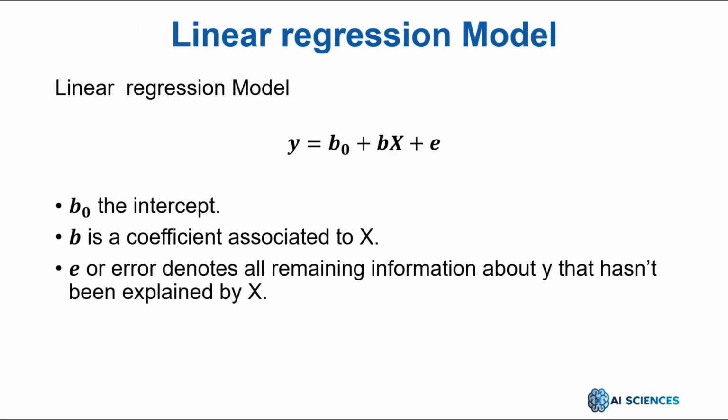Let's write this model as an equation. It goes like this. y equals b0 plus bx plus e. b0 is the value of y, even if the value of x is 0. It's called the intercept. b is a coefficient associated to x. It will be a vector of coefficients. e, for error, denotes all remaining information about y that hasn't been explained by the x variables. Of course, the linear model is not perfect, and it will not predict all the data accurately.